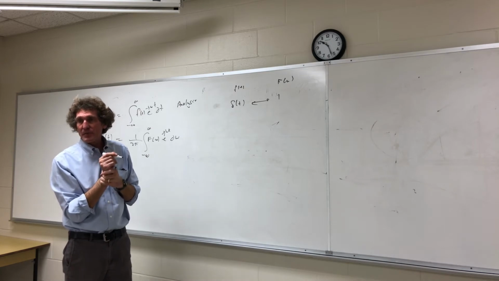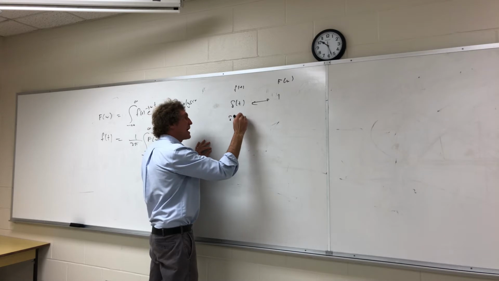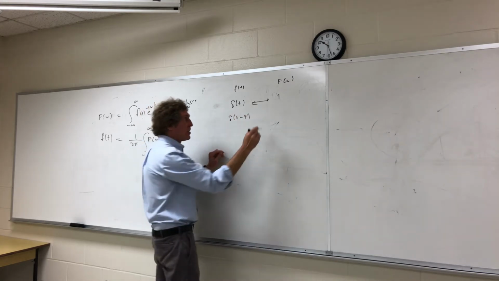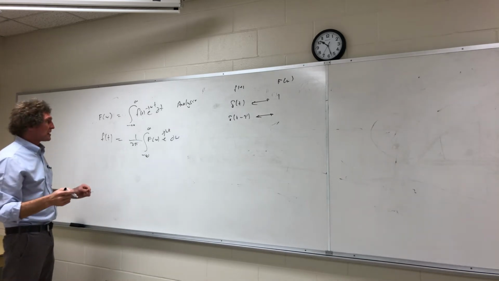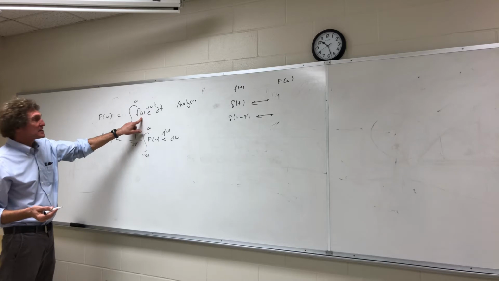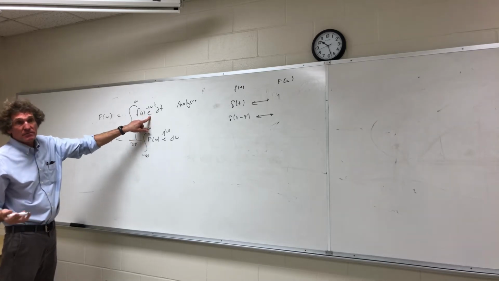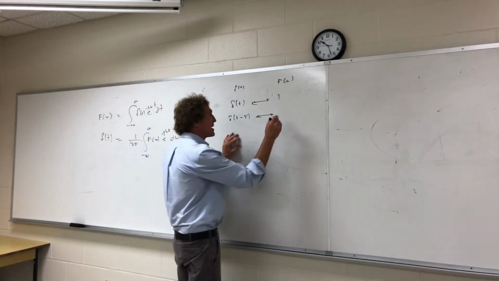Y'all remember that one? Next, I talk about a time shift. If I have delta of t minus tau, where tau is a time shift, over here what happens? You guys are very good at saying this. Well, the only thing I do is say, where does that turn on? At tau. It samples the signal, or the thing that's multiplying, at that time. It's e to the minus j omega tau. It's still got a magnitude of 1.